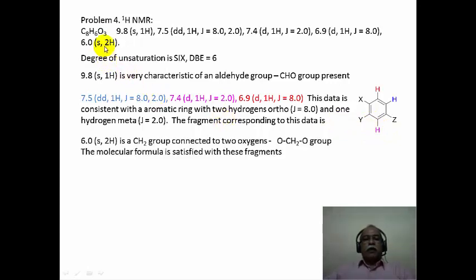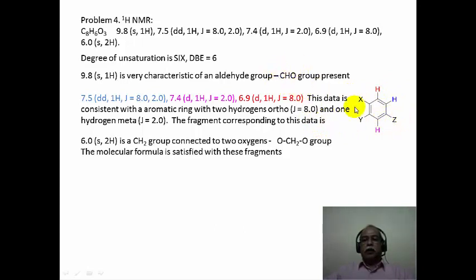Now the 6.0, 2 hydrogen intensity singlet would only be a di-substituted methylene group. Since there are oxygens present in this molecule, it can only be di-oxygen substituted. In other words, a methylene dioxy group is what is present in this molecule. The molecular formula is now satisfied with all these fragments. You take the aldehyde and the OCH2O group as well as this C6H3 fragment.